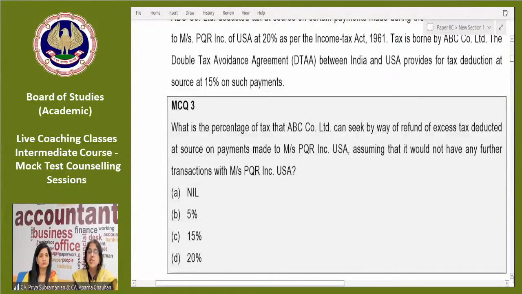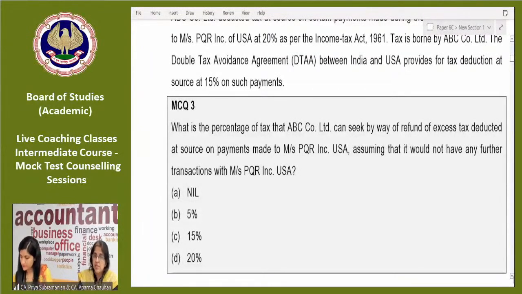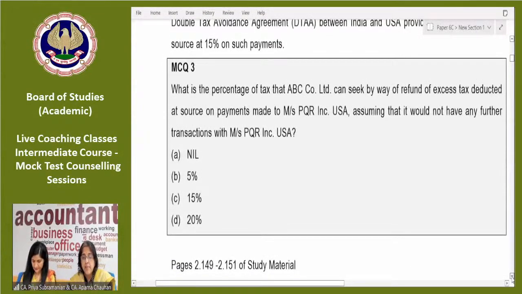What is the percentage of tax that ABC Company Limited can seek by way of refund of excess tax deducted at source on payments made to PQR Inc. USA, assuming that it does not have any further transactions with PQR Inc. USA? Okay. Now, CBDT has issued a circular in 2007.